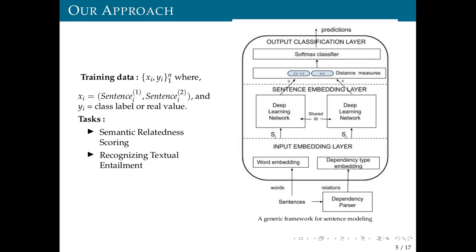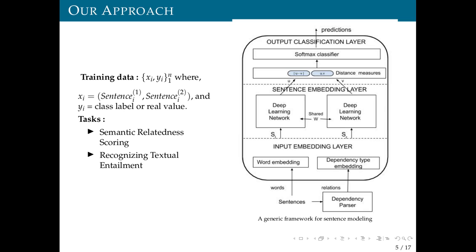The input embedding layer takes sentences as a list of words and also uses a dependency parser to generate the type dependencies. So the input embedding layer takes both the words as well as the relations and embeds them into fixed-dimension vectors. Here we have used pre-trained GloVe vectors as word embeddings, and the dependency type embedding is learned using an embedding layer.